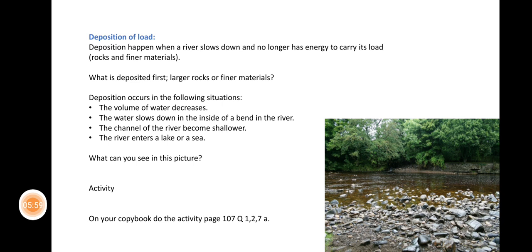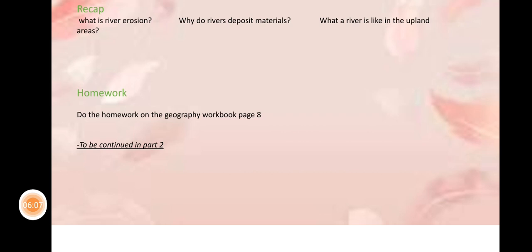Okay. Activity. In your copybook, do the activity on page 107, questions 1, 2, and 7a. Okay, to recap, what is river erosion? Why do rivers deposit materials? What is a river like in the upland area?